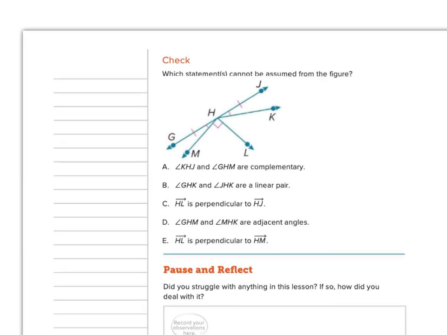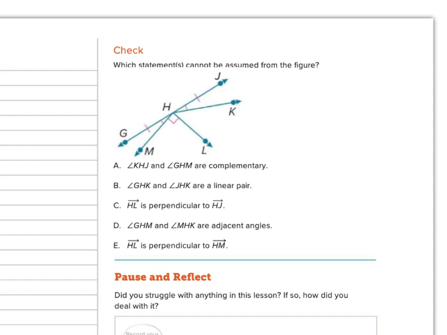In this last example, which statements cannot be assumed given the figure? All right, KHJ and GHM are complementary. We don't know that. We don't know that those two angles are 90 degrees. GHM and JHK are congruent, according to those arcs, so that is something we know.